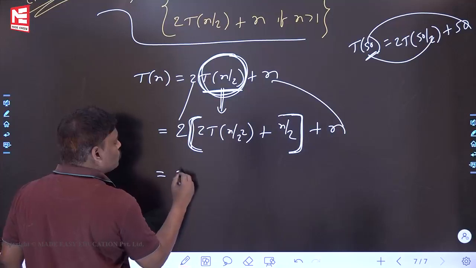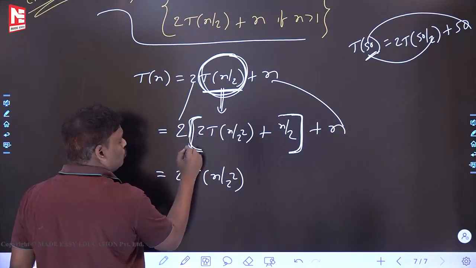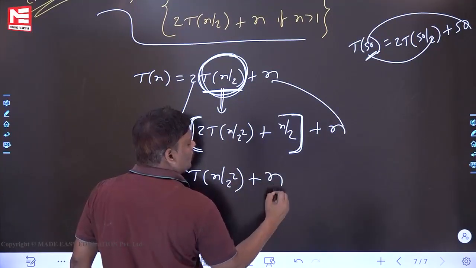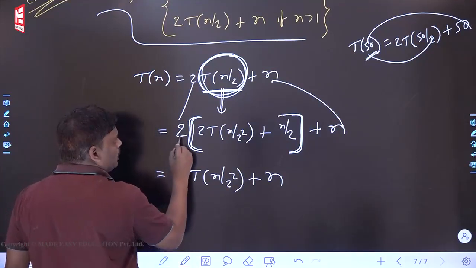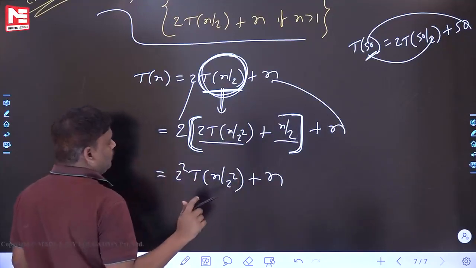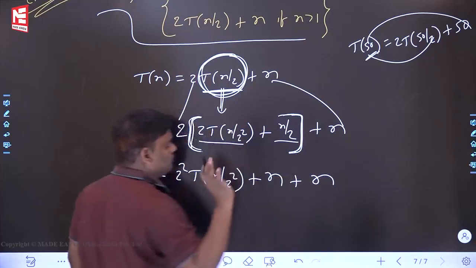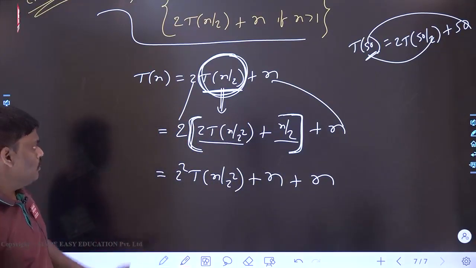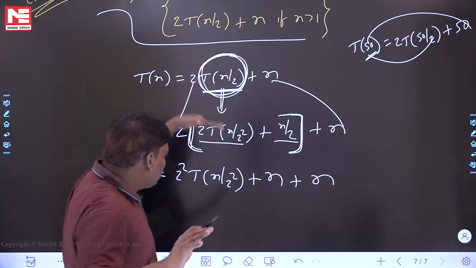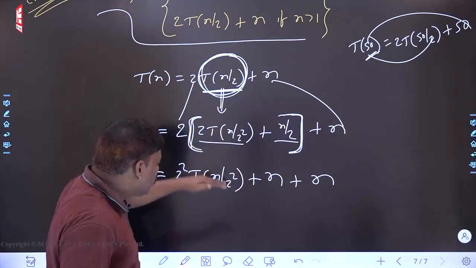2 into 2, 2 square, T(n/2 square). Just multiply 2 into 2, 2 square, T(n/2 square), plus 2 into n by 2, the 2 cancels, n. So you have to multiply both terms, the total bracket. After multiplying, this came, and outside n is there, keep as it is. So I am repeating once again: if you do the first-time substitution, this one. If you do the second-time substitution, this one. If you simplify this, you will get the second step only.